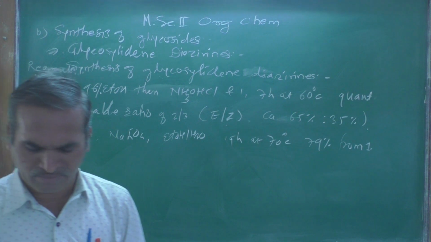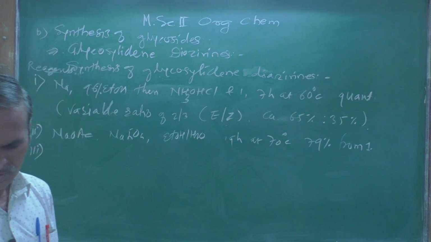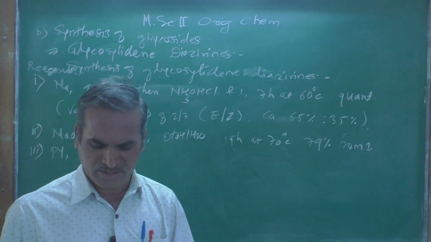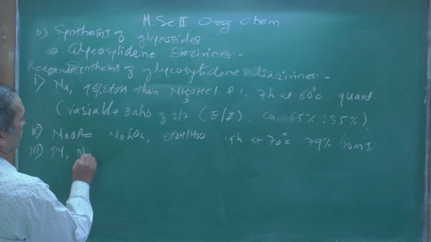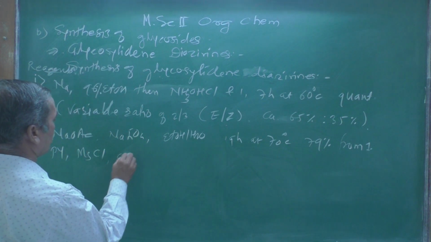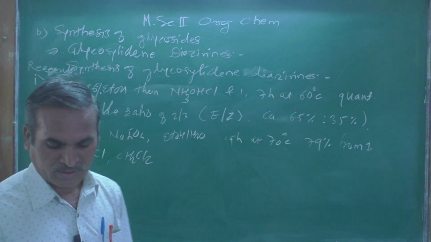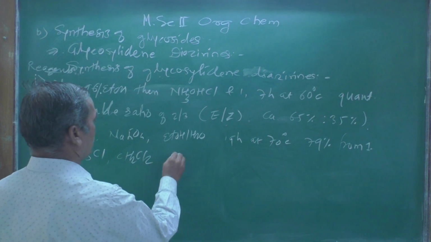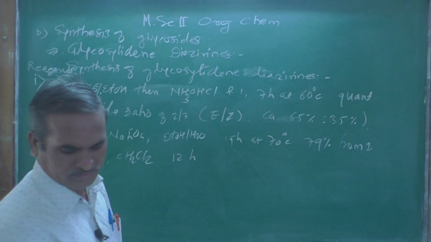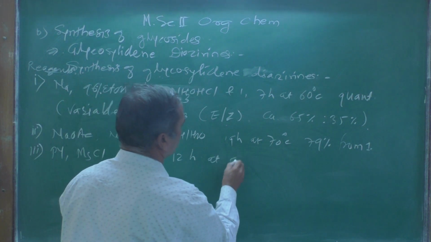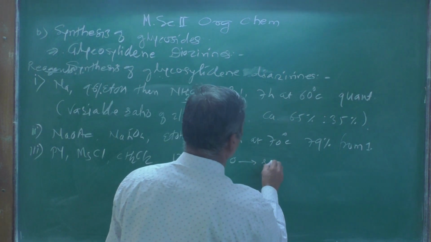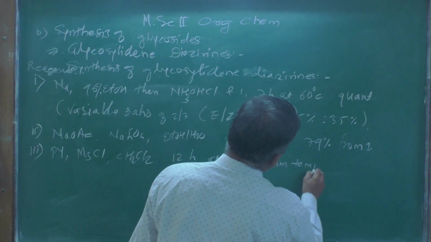Now let us look at reagent number 3. The reagent number 3 will be pyridine, Py, which is basic in nature. Then MsCl, methanesulfonyl chloride, then DCM, CH2Cl2, dichloromethane. It takes about 12 hours, and the temperature is kept at 0 to room temperature.